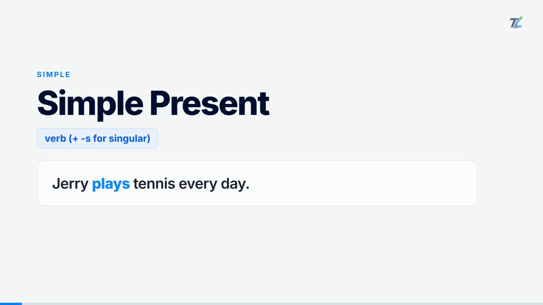Simple present is used to show something that happens regularly or doesn't happen regularly. It shows habit. So Jerry plays tennis every day shows us something that he does on a regular basis. The verb plays, you'll notice, has an S on the end. For singular subjects, we have to have an S on the verb in simple present tense. If it's a plural subject, you won't have any ending on the verb.